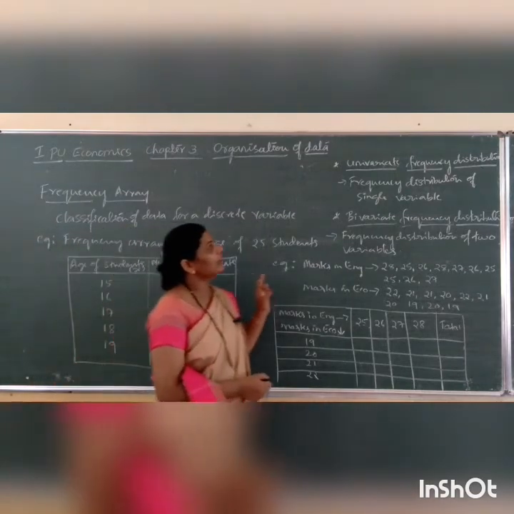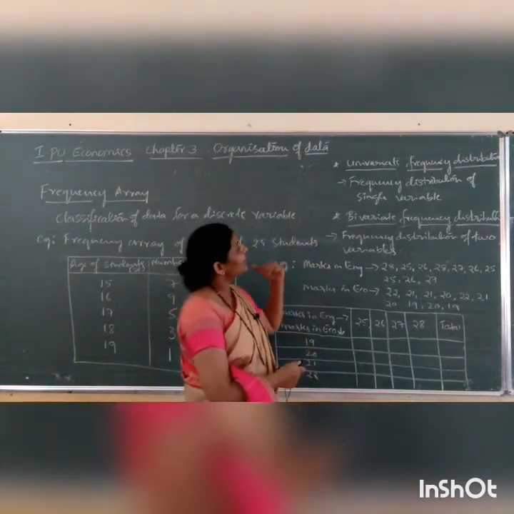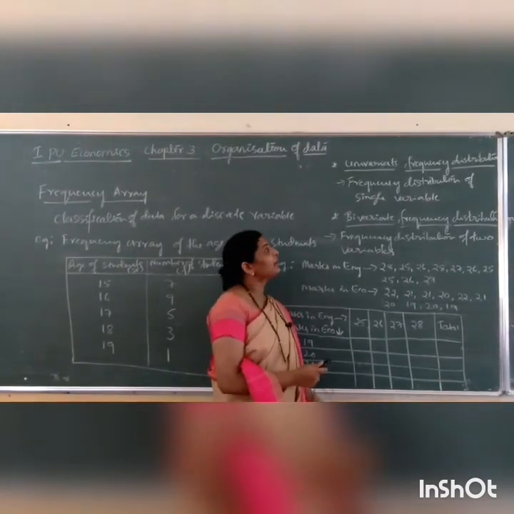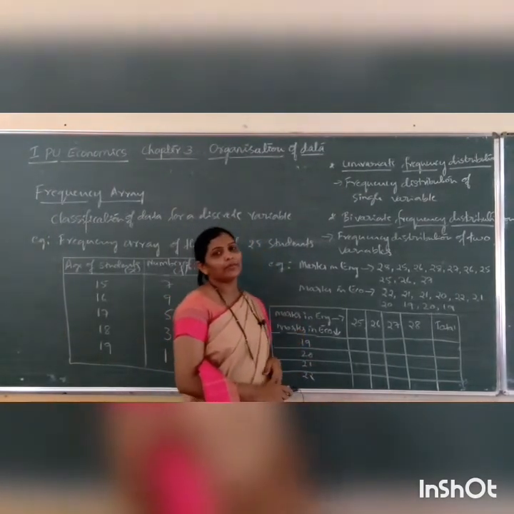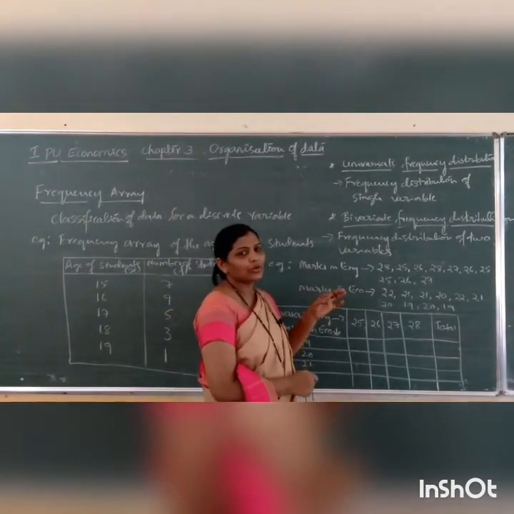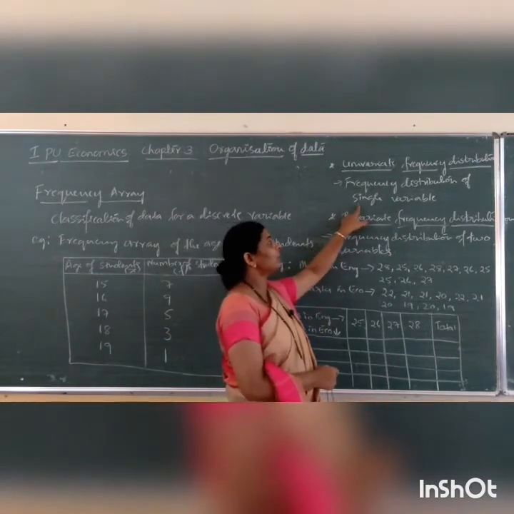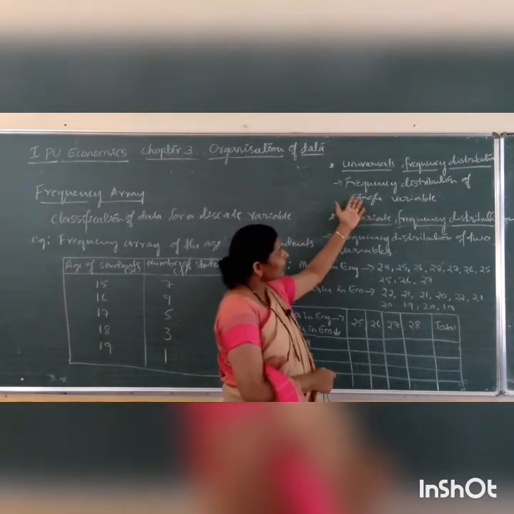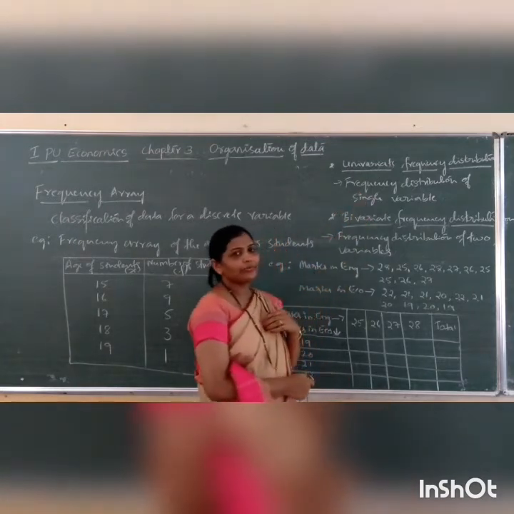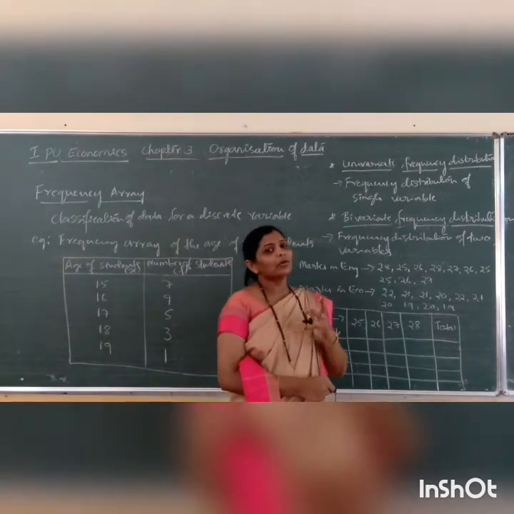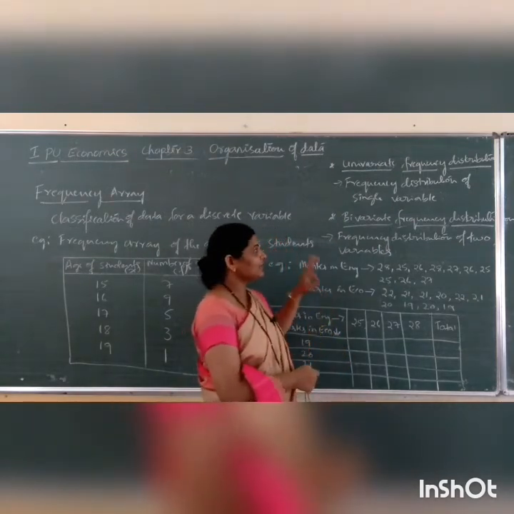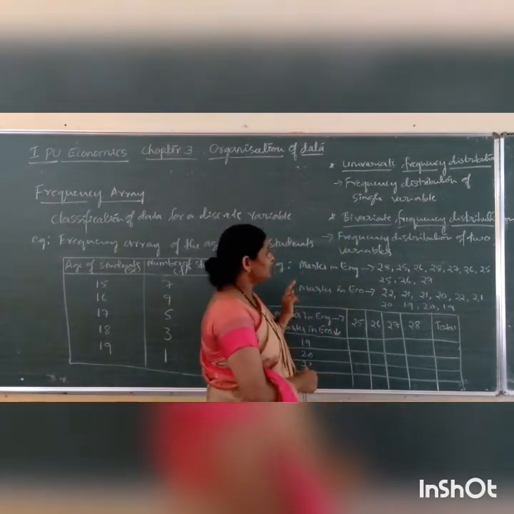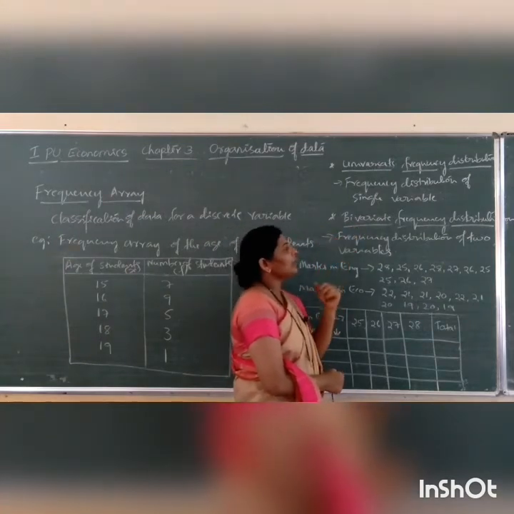Next concept is univariate frequency distribution, and another one is bivariate frequency distribution. So univariate frequency distribution is nothing but frequency distribution of single variable. Frequency distribution of one variable, only one variable or single variable. For example, if we are going to make frequency distribution of marks scored by students in economics exam, and that is a single variable, then that is called univariate frequency distribution. And another concept is bivariate frequency distribution.